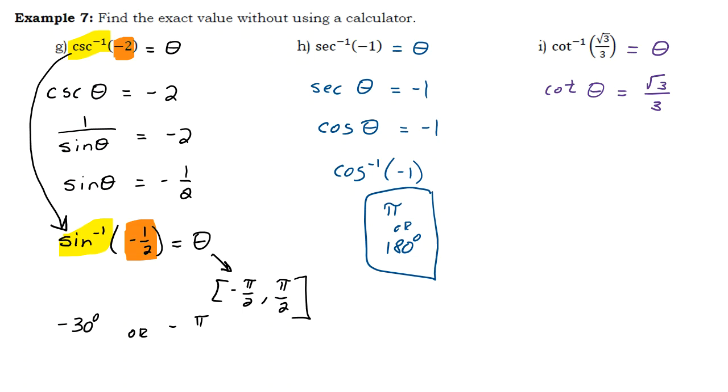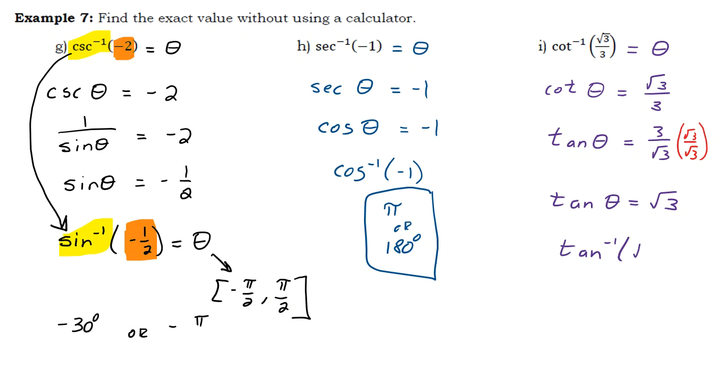So we're trying to find an angle that has a cotangent of √3/3, which would mean that the tangent of that angle would be the reciprocal, 3/√3. And then if we rationalize this, we end up with 3√3/3, which reduces to √3. All right, so we can rewrite this as we're trying to find the inverse tangent of √3. That's going to be our angle. Okay, that's what we're trying to find.